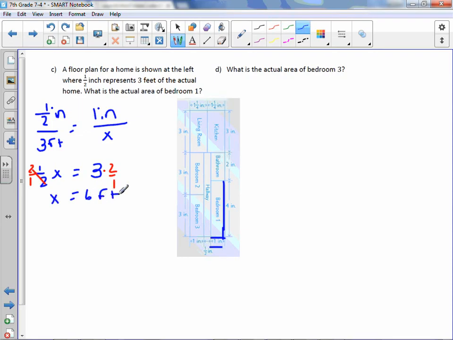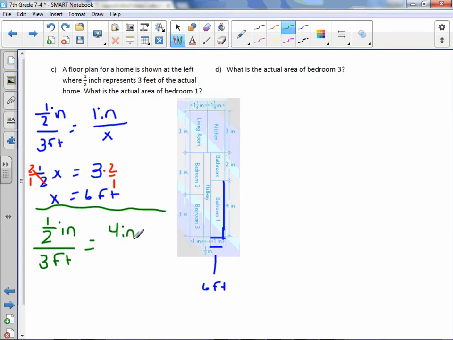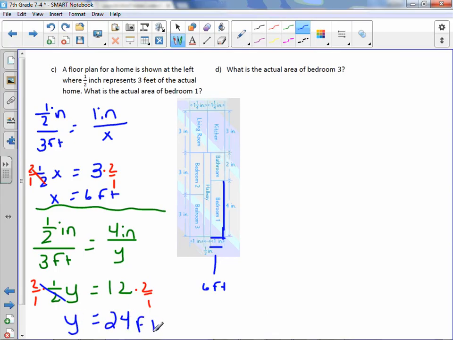So I know the one measurement down here is 6 feet. Now let's convert the 4 inches. Start with your scale, 1/2 inch over 3 feet equals, this time 4 inches. I'm going to use a different variable, y. Cross multiply, 1/2 y equals 12. Multiply by that reciprocal to get y by itself. So multiply by 2 over 1. And we get y equals 24 feet. So this measurement is 24 feet.